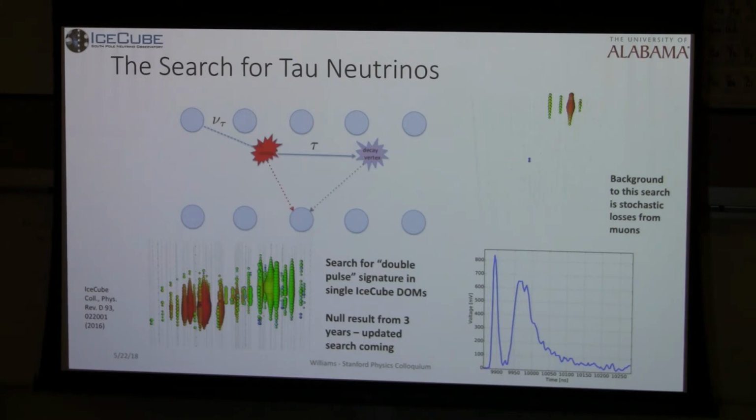So we did not see any results from a 3-year search. There's an updated search that is coming. And one thing to note is that we did see a background in this search, which were not contained, but these are atmospheric muons which have stochastic losses very close to the DOM, and they can actually create a double pulse. So we need to have a containment cut in order to get away from those.